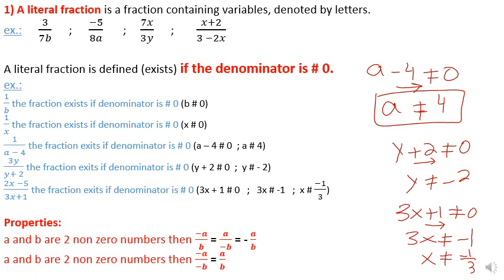Now the properties. The only property that you're going to take in this lesson is: minus a over b is the same as a over minus b, and it's the same as minus a over b. So if you have minus 1 over 3, it's the same as 1 over minus 3.